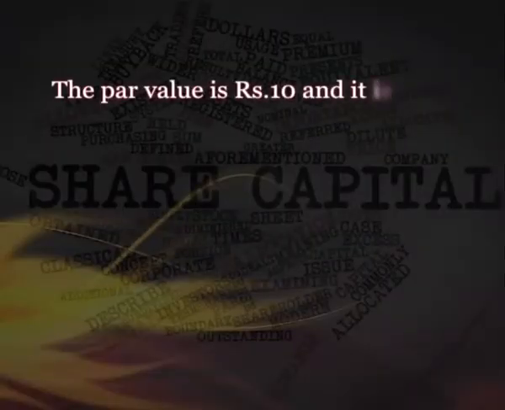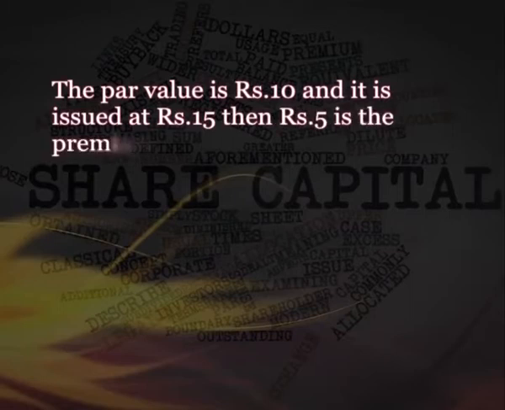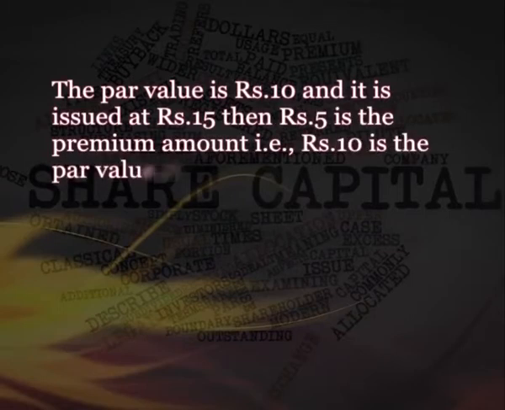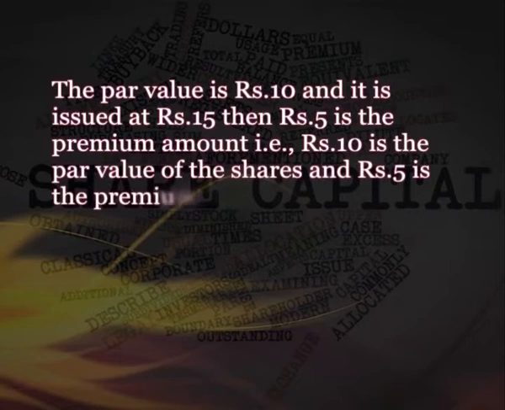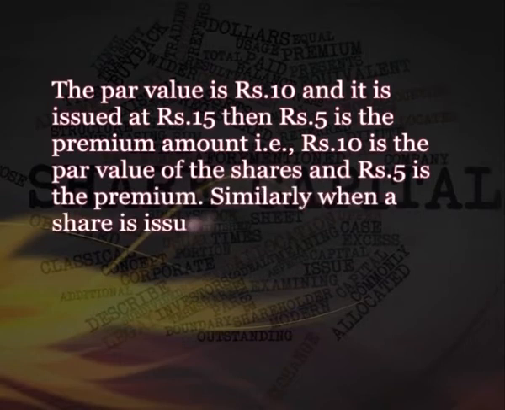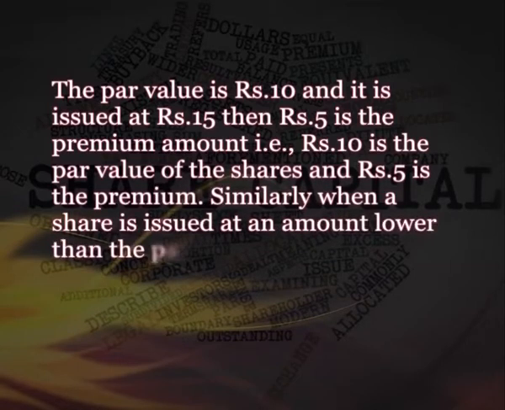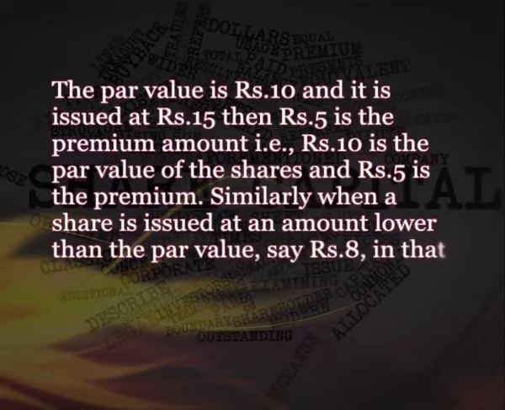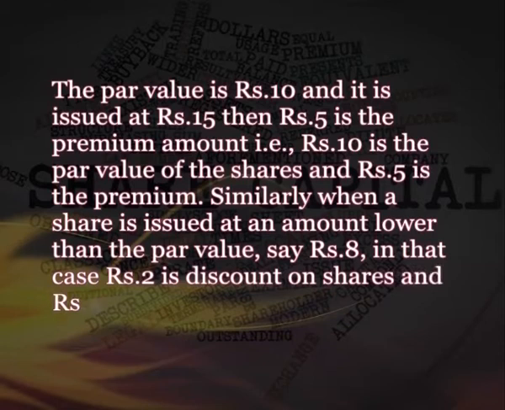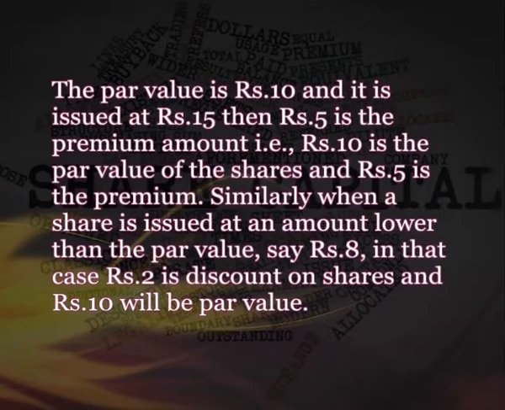When shares are issued at a price higher than the par value, say for example, the par value is rupees 10 and it is issued at rupees 15, then rupees 5 is the premium amount. That is, rupees 10 is the par value of the shares and rupees 5 is the premium. Similarly, when a share is issued at an amount lower than the par value, say rupees 8, in that case rupees 2 is discount on shares and rupees 10 will be the par value.